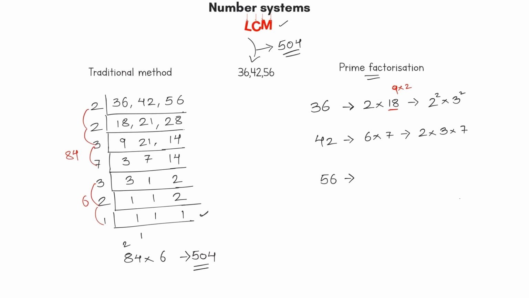Then I'll come to 56. 7 8s are 56. But 8 is not a prime number, so 7 into 2 cube is what I'll write in. Okay, now I got all the three in terms of prime numbers.